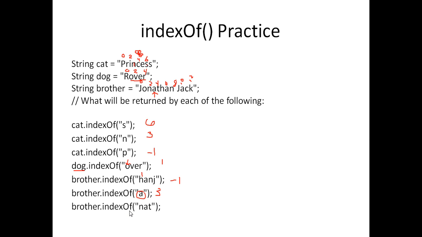And then the nat is the other. It's looking for nat in brother, and NAT is right here, and it's looking for the first character, which is a 2, so it returns a 2. And that's how that works.